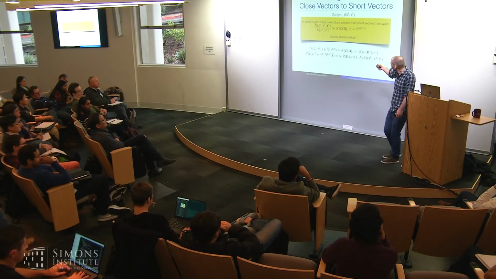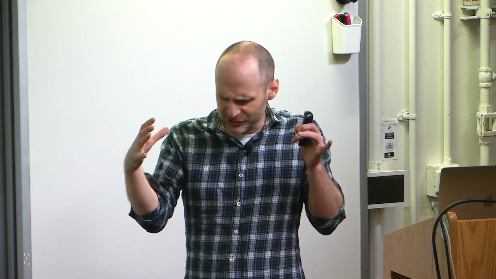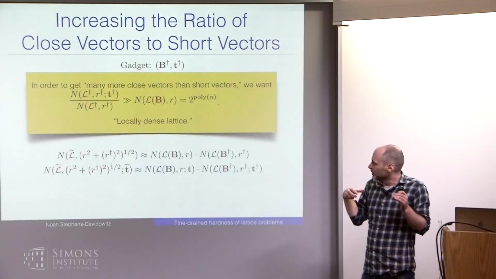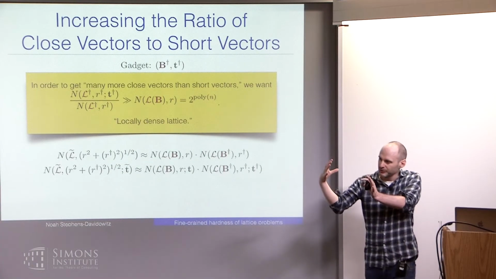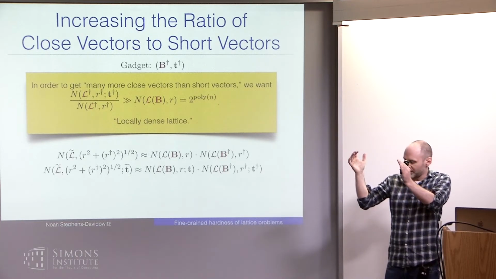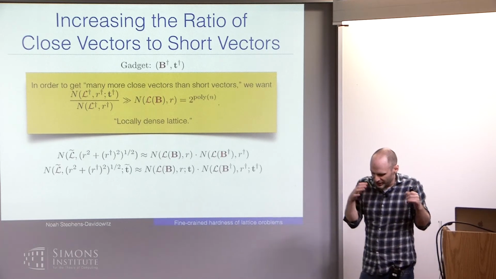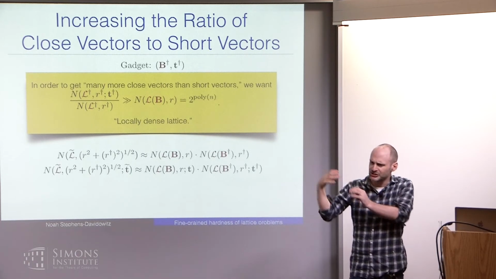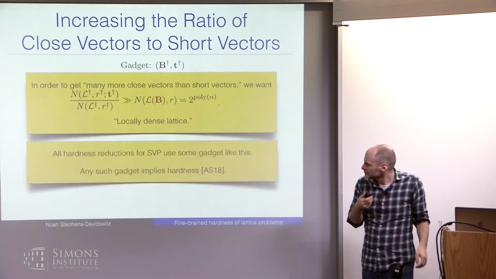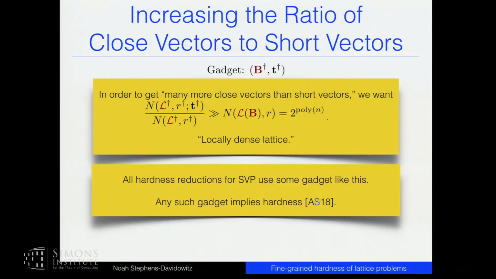Good. And Daniele, I think, coined the term locally dense lattice for these lattices. The idea here is that these lattices have this surprising property that there's some ball in which there are many, many lattice points. In fact, significantly more lattice points than there are in the centered ball of the same radius. So they're lattices that happen to have some strange dense region somewhere. And I believe all hardness reductions for SVP use a gadget that satisfies this property.